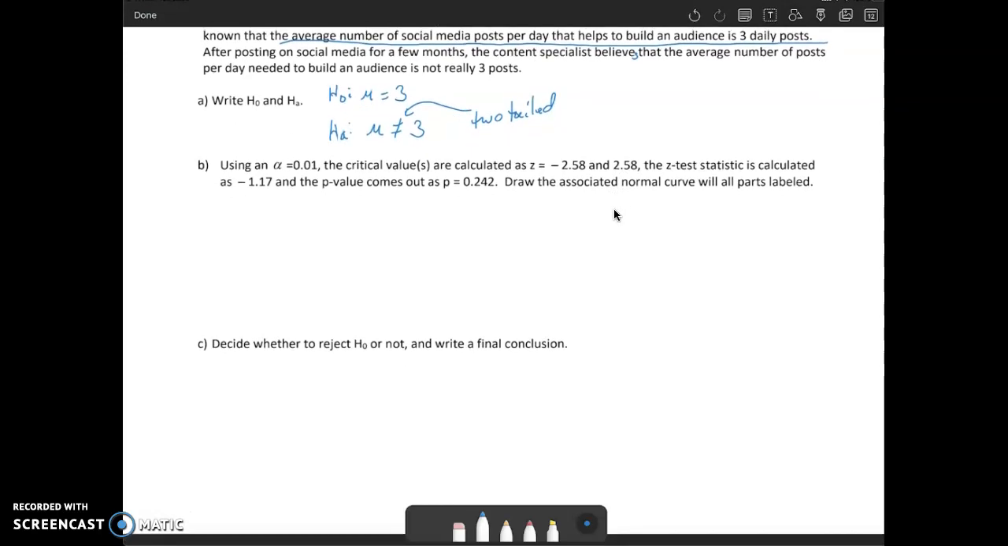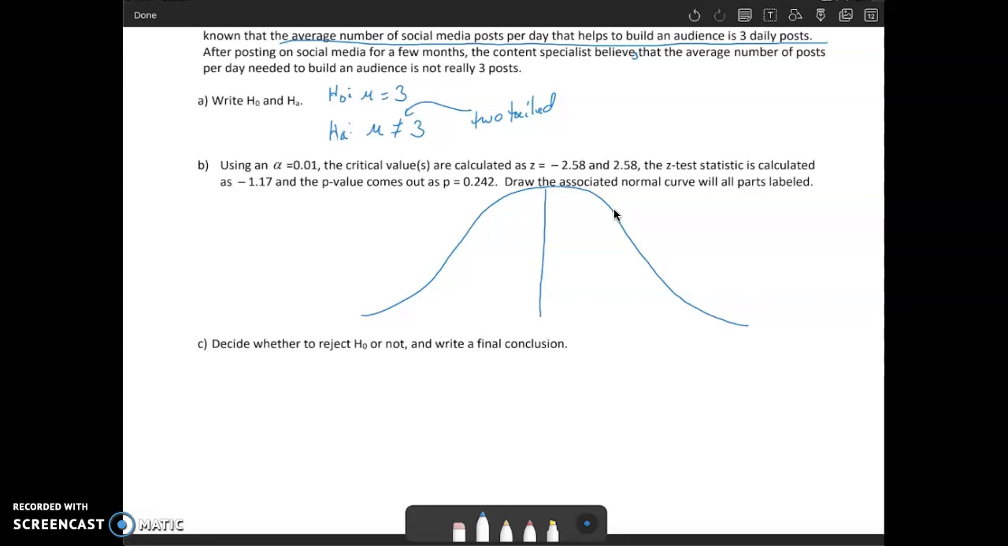It says using an alpha of 0.01, the critical values are calculated as z equals negative 2.58 and positive 2.58. The z test statistic is calculated as negative 1.17 and the p-value comes out as 0.242. Draw the associated normal curve with all parts labeled and then decide whether to reject the null or not and write your final conclusion. So let's draw this normal curve and make it so I've got lots of space to do things here.